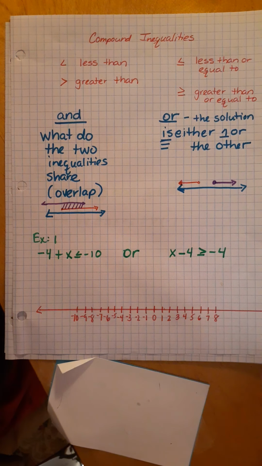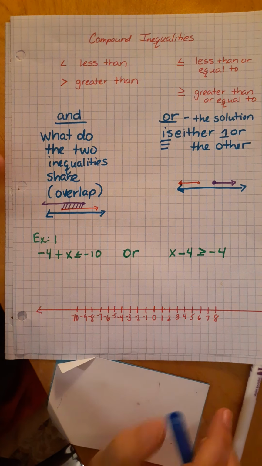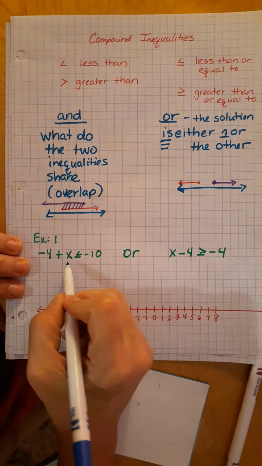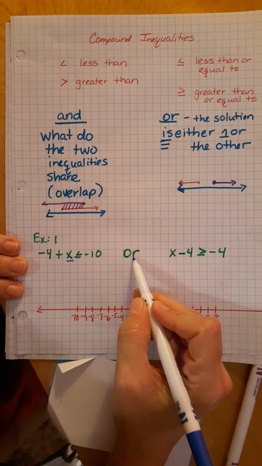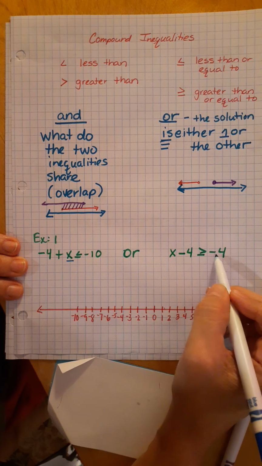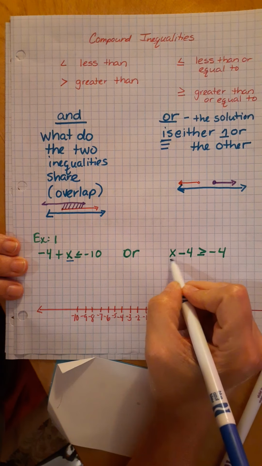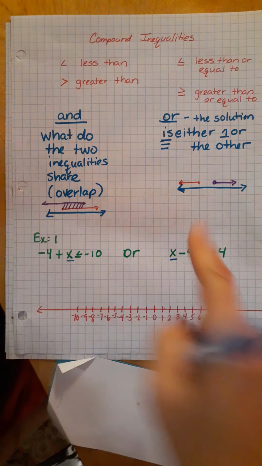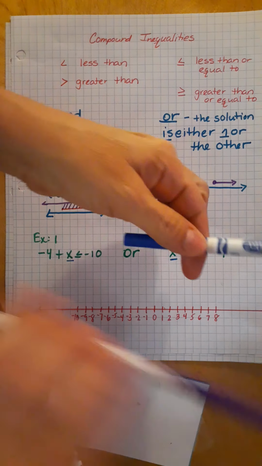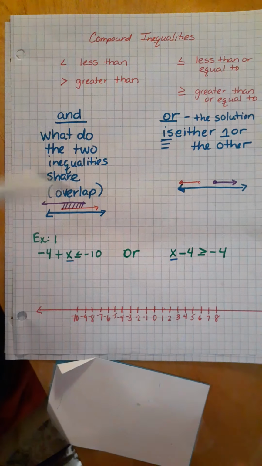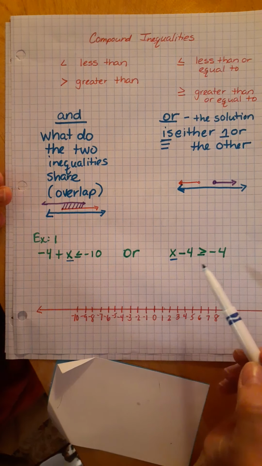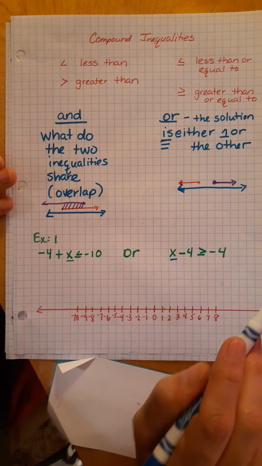So how does that actually look? To give you an example, we have example 1 here. Example 1 shows negative 4 plus x less than or equal to 10. We want to solve for x, or x minus 4 greater than or equal to negative 4. Again, we're going to solve for x over here. And that or is my signal saying I probably have things going in opposite directions, and the solution can be either what's on one inequality or what's on the other.